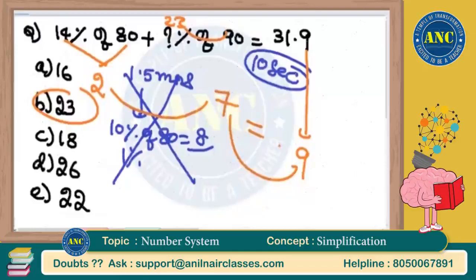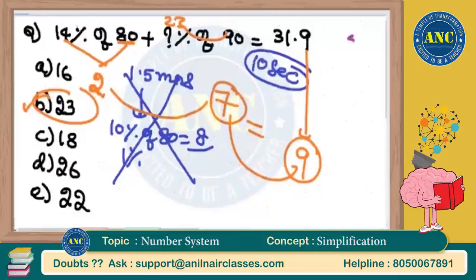14 percentage of 80. Right, again see here. 4 8s are 32. Unit digit is 2. 31.9. Unit digit is 9. Something plus unit digit is 9. That something unit digit should be 9. If I take 6, what will be the answer? If I take 6 into 9, 54. Right? This is one way.